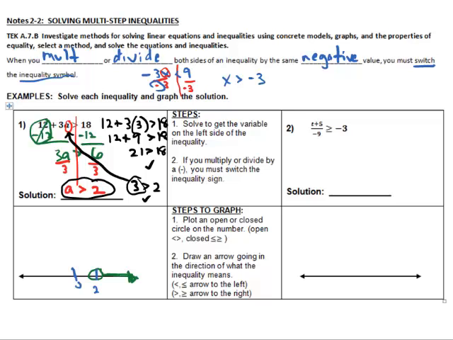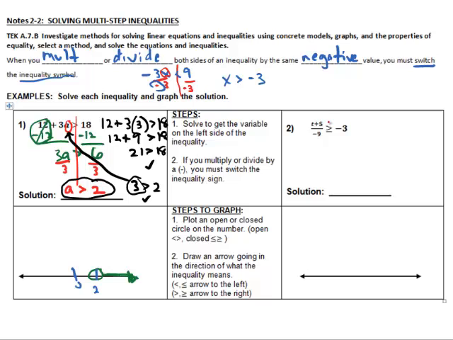Okay, if you need a second to go back and copy all this down, go ahead and pause the video, do that, and then we'll come back to this next example. Okay, let's look at this second example. It's t plus 5 all over negative 9 is greater than or equal to negative 3.